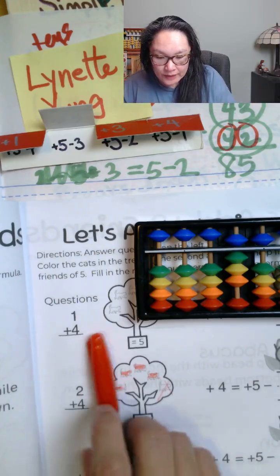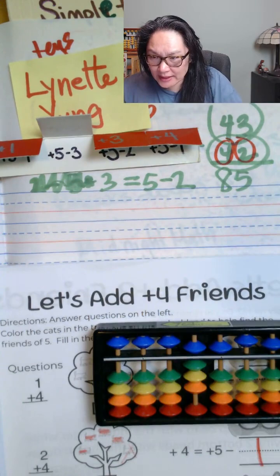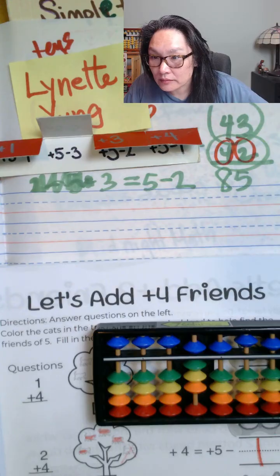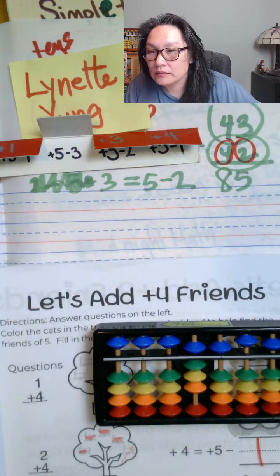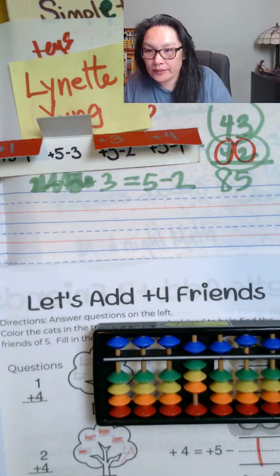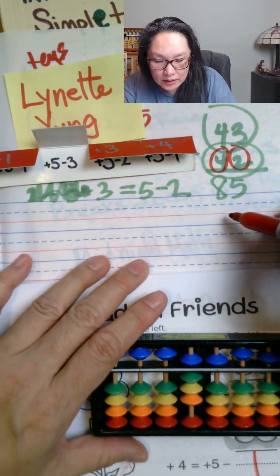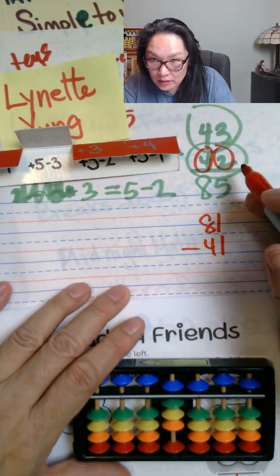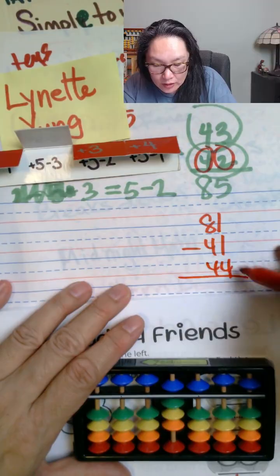Okay, let's do this one. Let's see how difficult. No, not this one. Okay, let's try this one. 81 minus 41 plus 44.